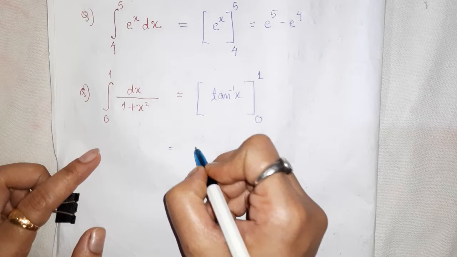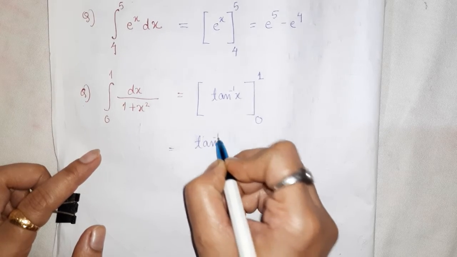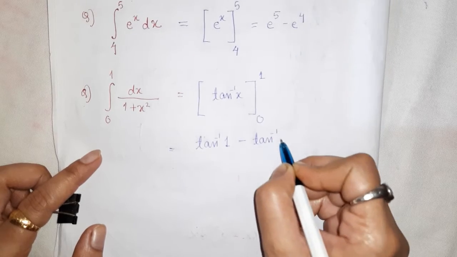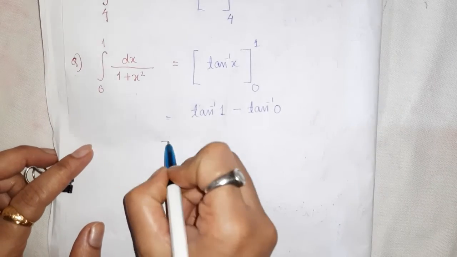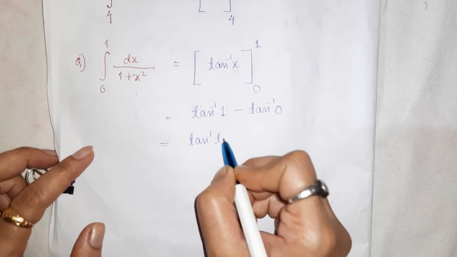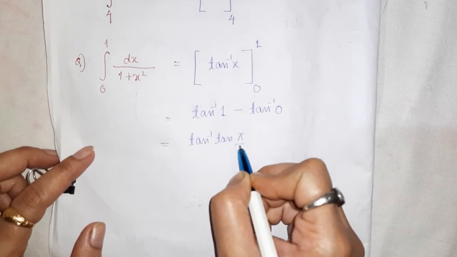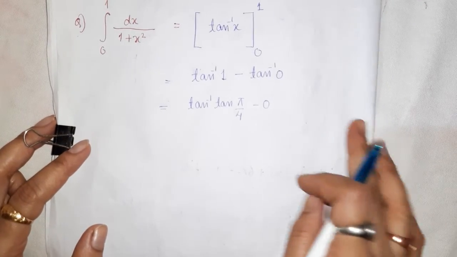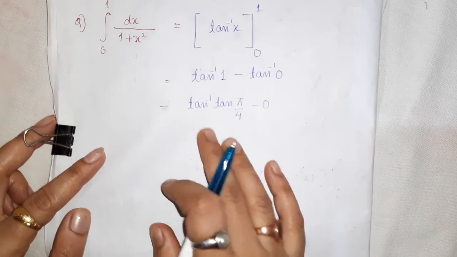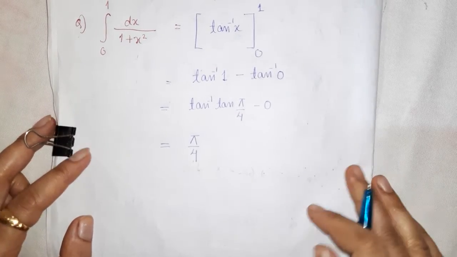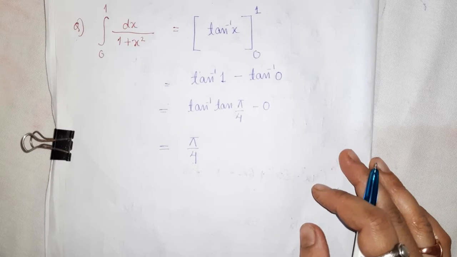and then we put tan inverse 1 minus tan inverse 0. This is written as tan inverse 1, and 1 can be written as tan pi by 4, minus 0. Now we studied that inverse and function get cancelled out, so we remain with pi by 4. Our result will be pi by 4.